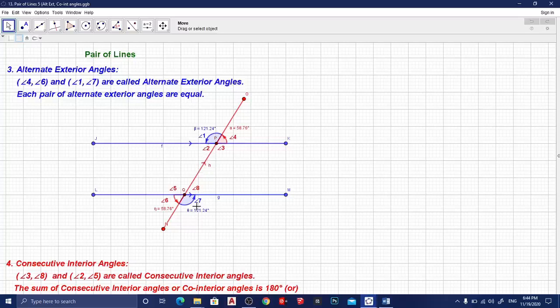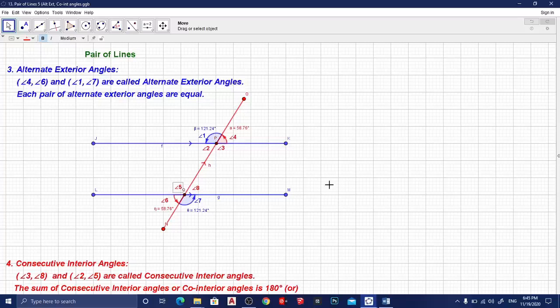Here it is angle 1 and angle 7 are alternate exterior angles, and angle 4 and angle 5 here, sorry, angle 6, these two angles are also called the alternate exterior angles. Okay, here 5 is not there. Yes, this is the 5, angle 5. So angle 4 and angle 6, and angle 1 and angle 7, these two pairs are called the alternate exterior angles. So each pair of alternate exterior angles are equal to each other.